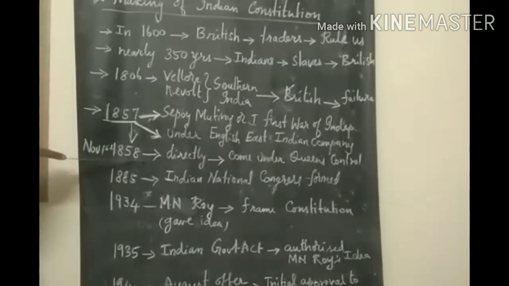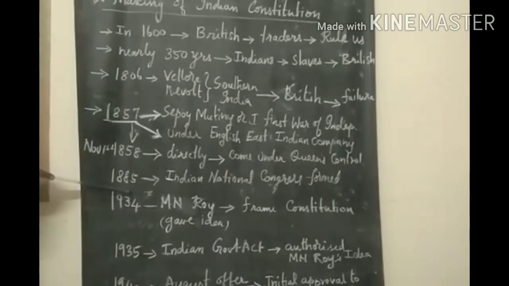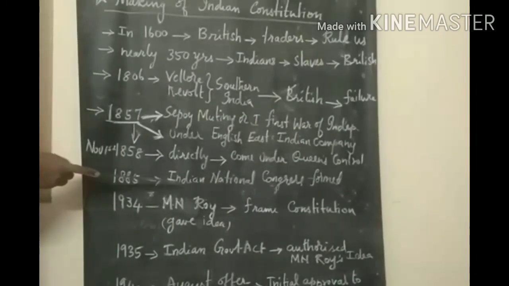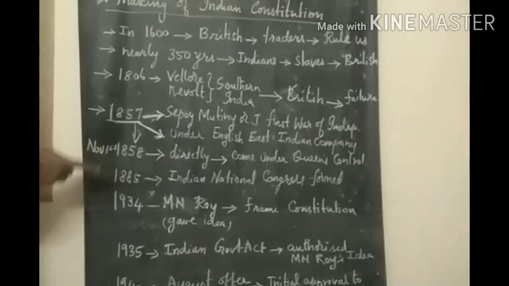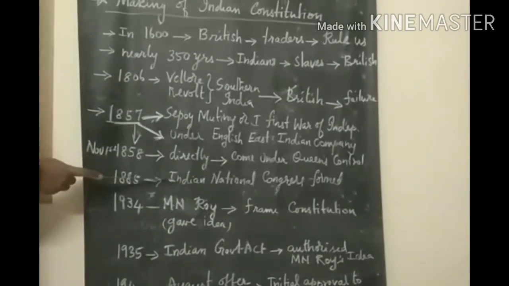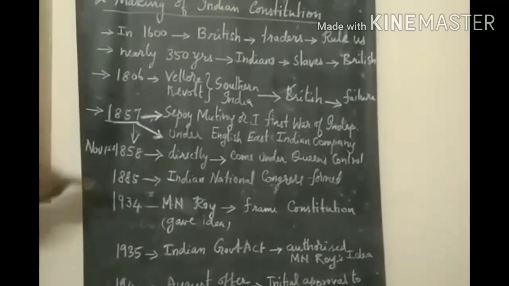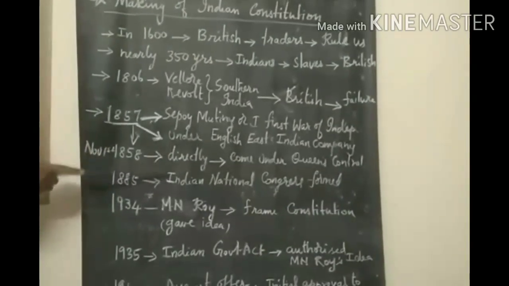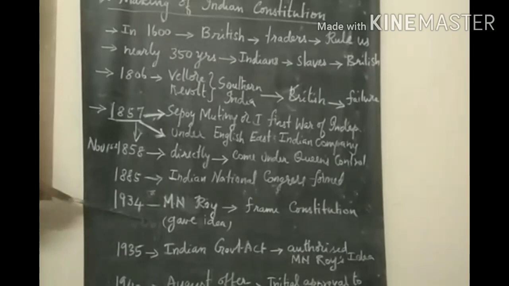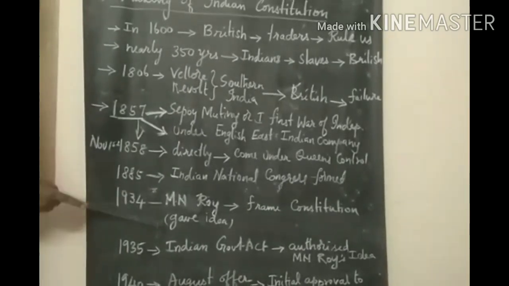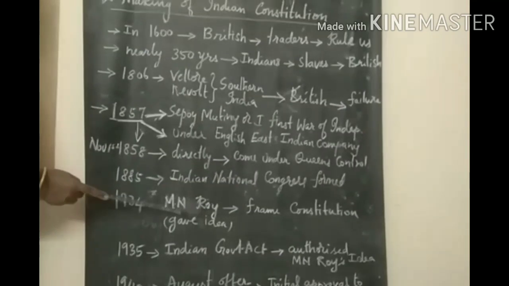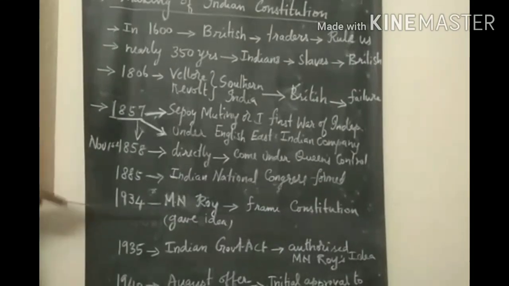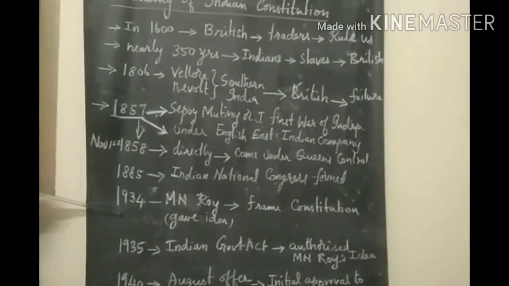Then in the year 1885, the Indian National Congress was formed. This was the first political organization in India. All the Congress leaders joined together and revolted against the British, and they started to struggle against the British to get independence. In the year 1934, M.N. Roy, who was a communist, was the first person to give the idea to frame a constitution. Who was the first person to give the idea to frame a constitution?